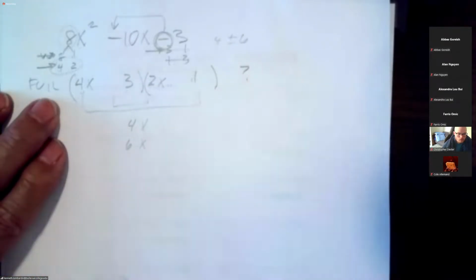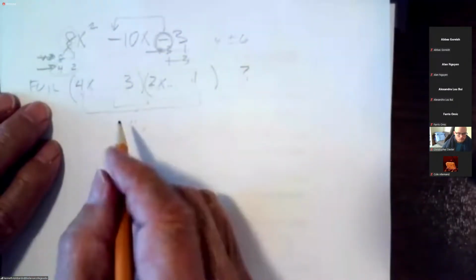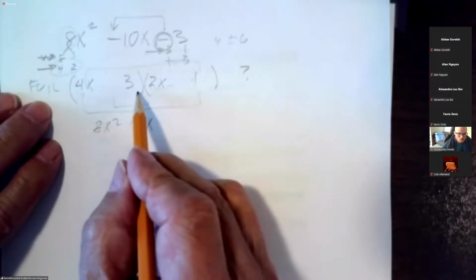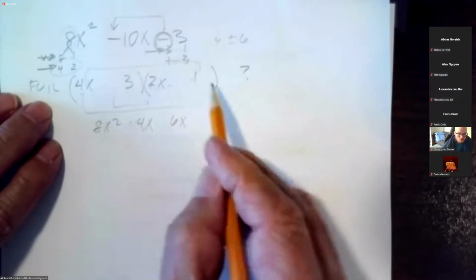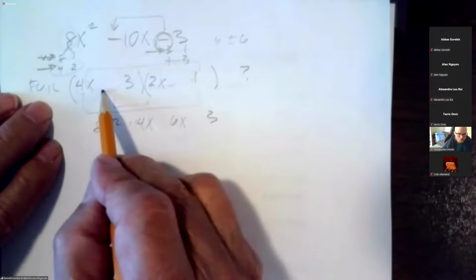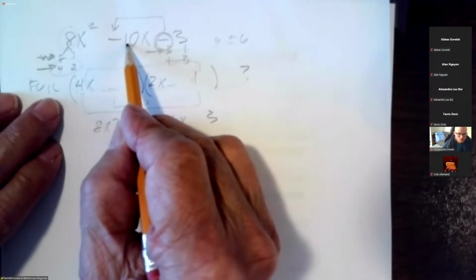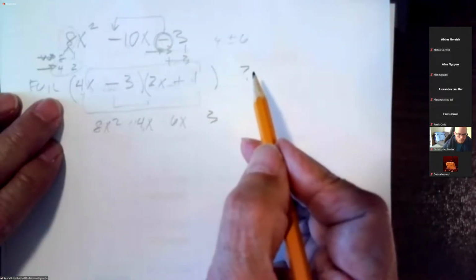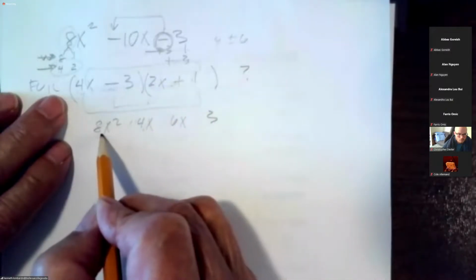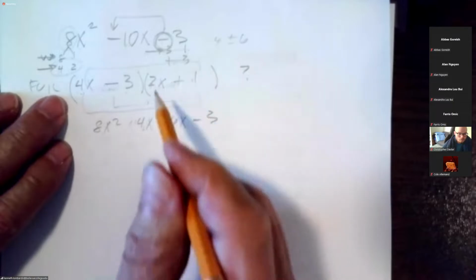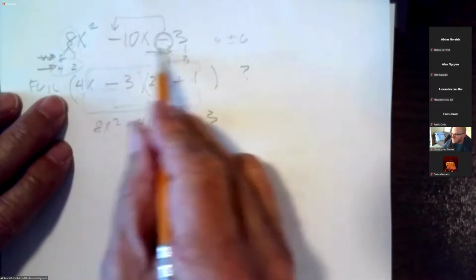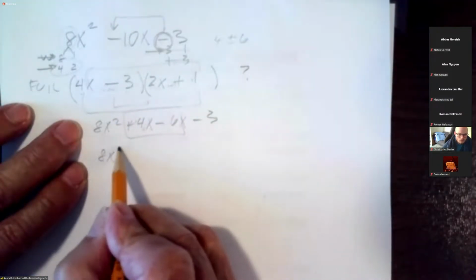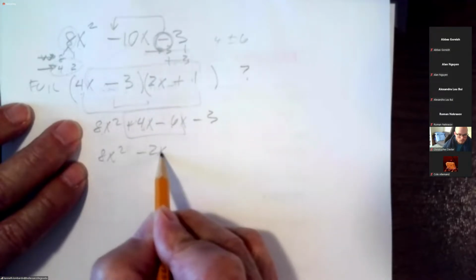First times first. First times first is 8x squared. Outer is 4x, inner is 6x, and last is 3. Now I don't have signs in here. This says the signs are opposite, and the larger is going to be negative. So if I look at this, 6 is larger, so that looks like it would go like that. So if I FOIL this, that's 8x squared, that's negative 3. And then here I've got positive 4 on the outside and negative 6. Well, that's not going to work, is it? Because we've got 8x squared plus 4x minus 6x, that's negative 2x, negative 3.